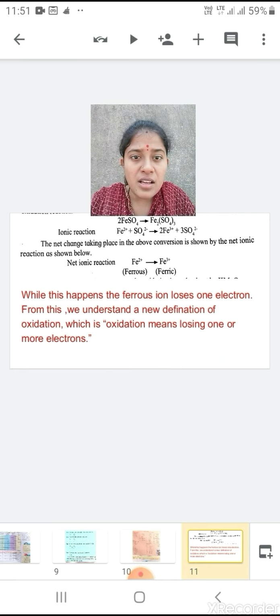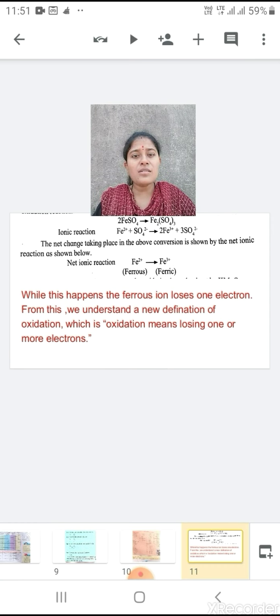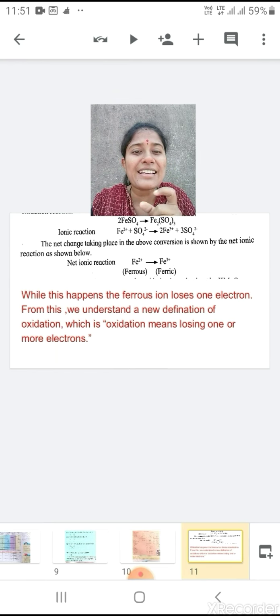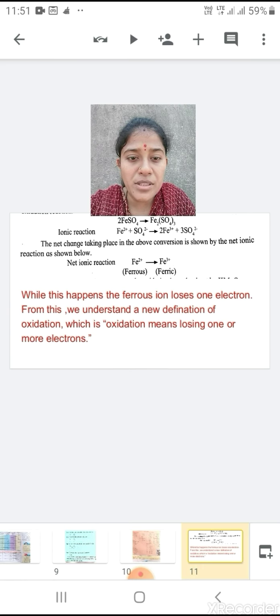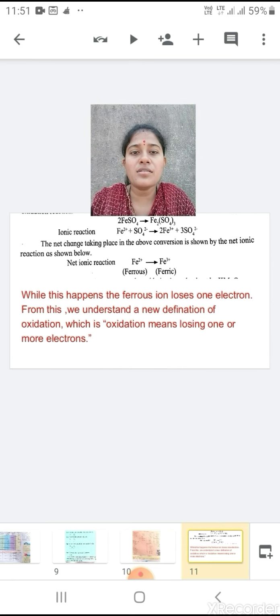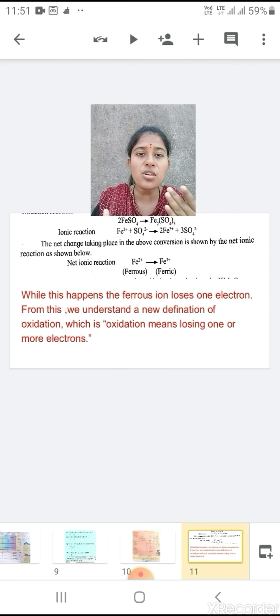Now while this happens, ferrous sulfate is losing 1 electron. So Fe2 plus will lose 1 electron and it will become Fe3 plus. The more it loses electrons, the positive charge on it will increase. From this we understand a new definition of oxidation: oxidation means losing one or more electrons. When any element loses one or more electrons, that is also one definition of oxidation. Understood? Ferrous getting converted into ferric means losing of electrons.